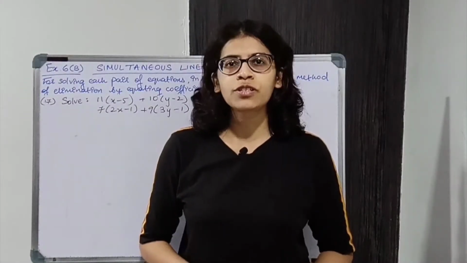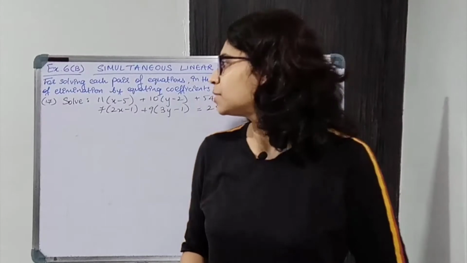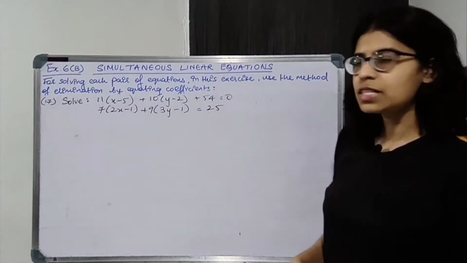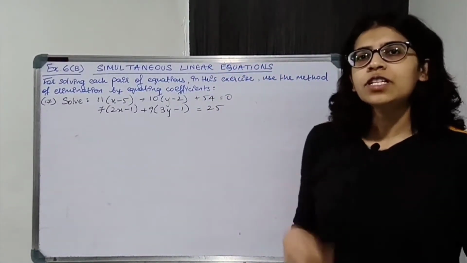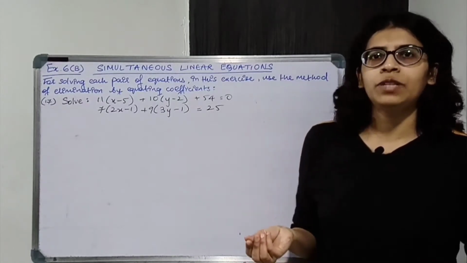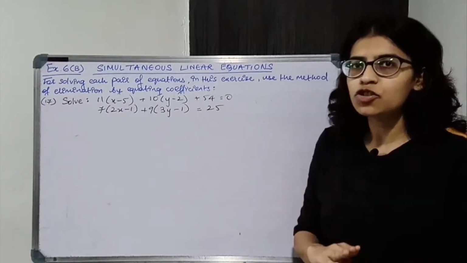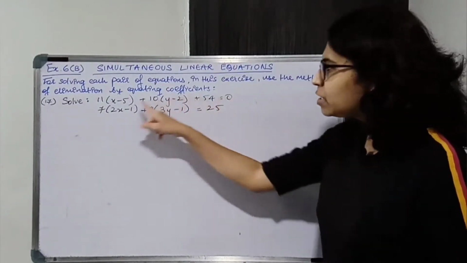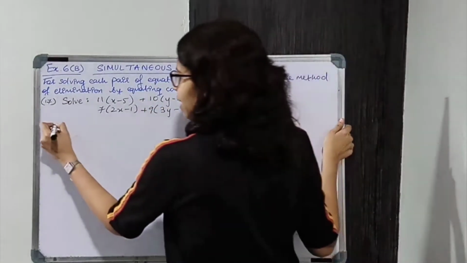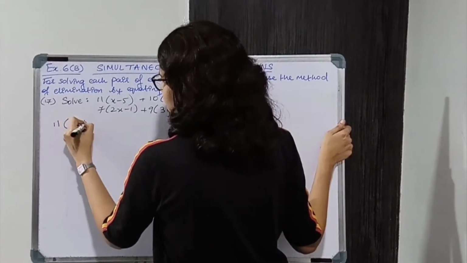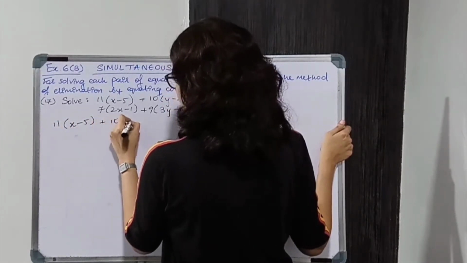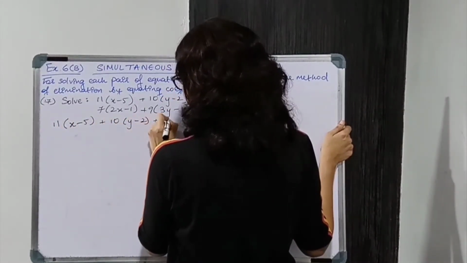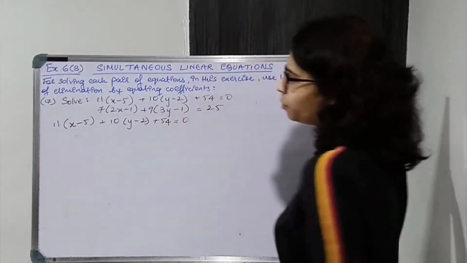Coming to next question, question number 17. Now we have to solve this. There are two equations given. First we have to bring the equations in the required form, that is variables in LHS and number in RHS. Okay. So we'll solve the first equation. 11 into x minus 5 plus 10 into y minus 2 plus 54 is equal to 0.